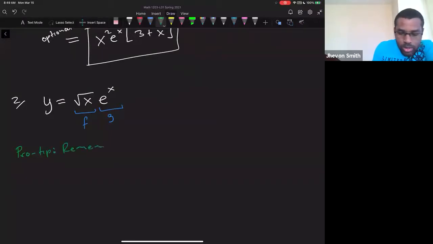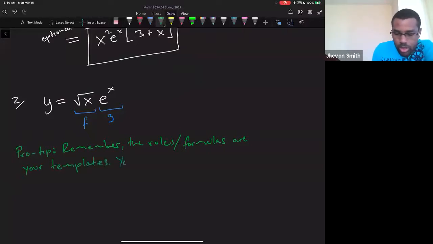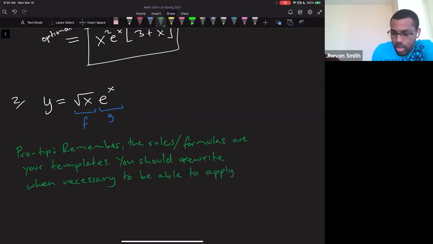Remember, the rules, formulas are your templates. You should rewrite when necessary, to be able to apply a rule that you know.